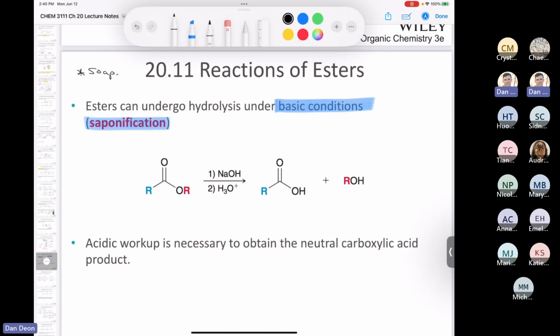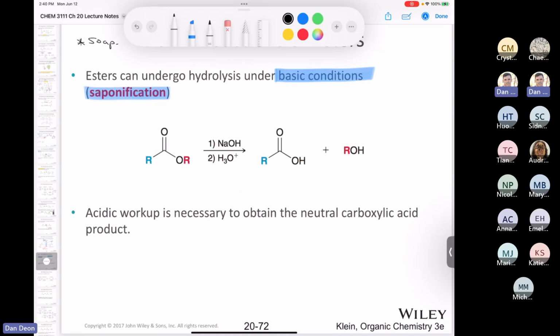So they would take an ester and heat it up in sodium hydroxide. But the thing is, if you're doing step number 1 in a strong base, you're not going to end up with a carboxylic acid. That's impossible because you're in base. You're going to end up with a carboxylate salt. And so in the second step, you have to acidify in order to produce the carboxylic acid. Acidic workup, the second step, is necessary to get the neutral carboxylic acid. Otherwise, you would have a carboxylate.